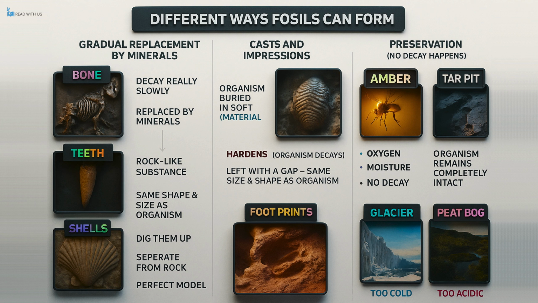The third method is known as preservation, and it occurs when an organism does not decay at all. This can happen when the organism is trapped in substances like amber or tar, where there is no oxygen or moisture, both of which are necessary for most decay processes. Without these conditions, the microorganisms that usually cause decay cannot survive, and the organism remains completely intact. Similar preservation can also happen in glaciers where freezing temperatures stop microorganisms from functioning, or in peat bogs where the highly acidic environment prevents decay altogether.